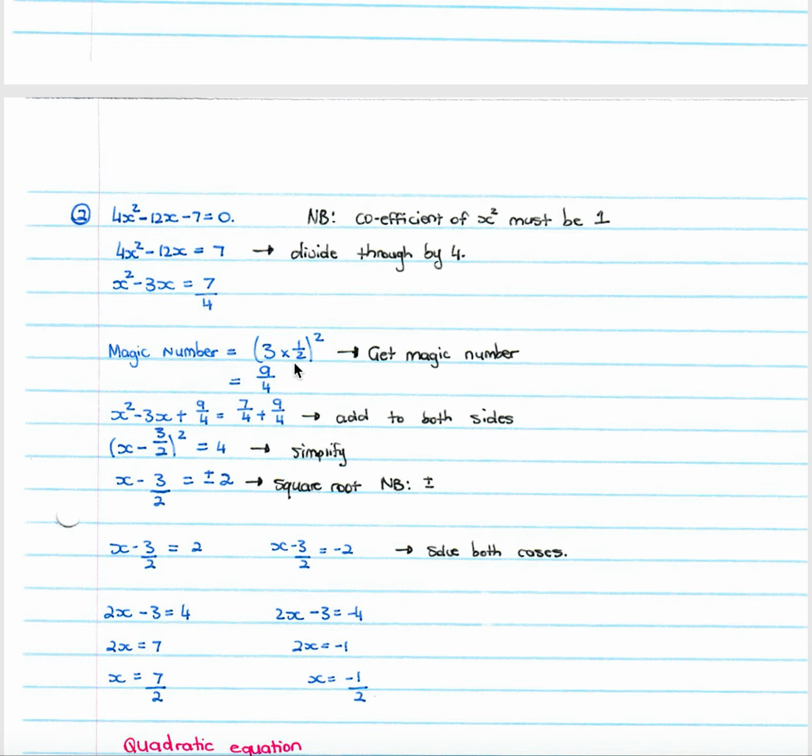We get our magic number the same way as we did above. The b value times a half, squared, which is, this b value, 3 times a half squared, which is 9 over 4. We add that to both sides as seen here. This is now a perfect square, so we write it as its perfect square, equals 4. We add these together, which is 4. Then we simply square root both sides, remembering the plus and minus, and then we solve it individually to get our two answers.